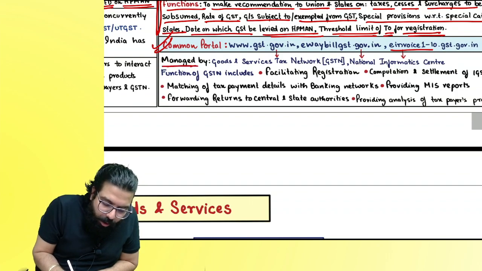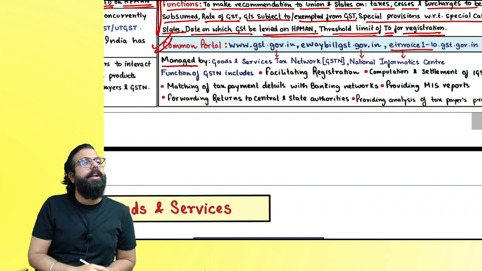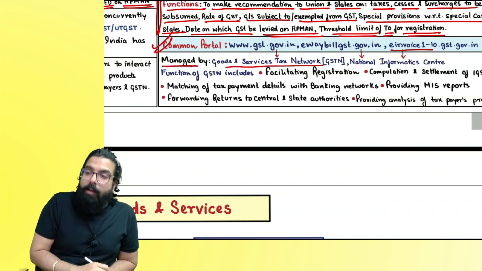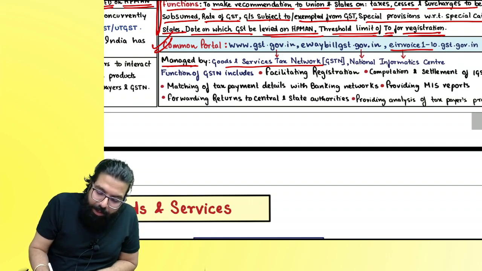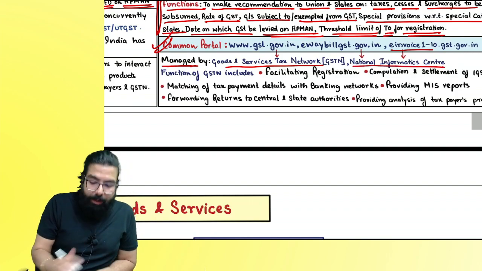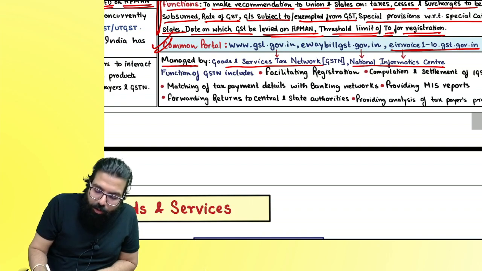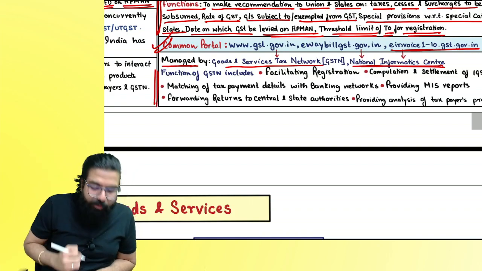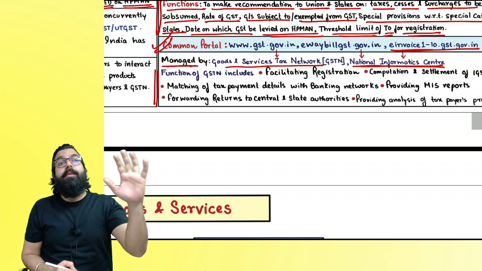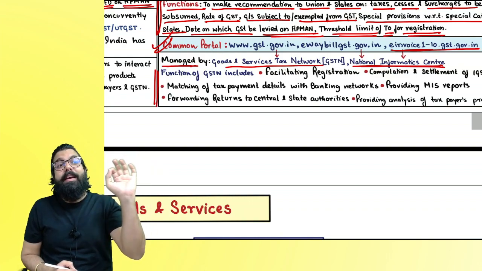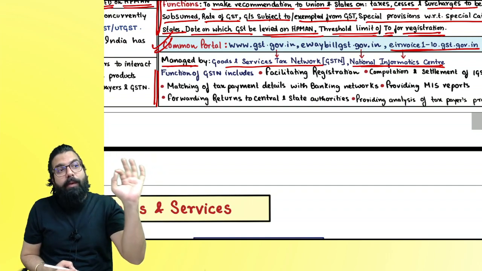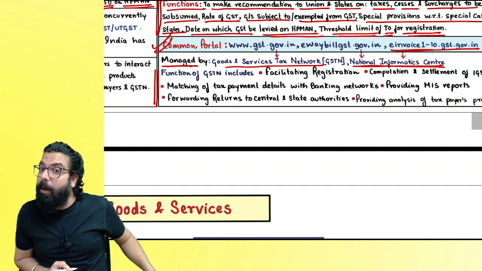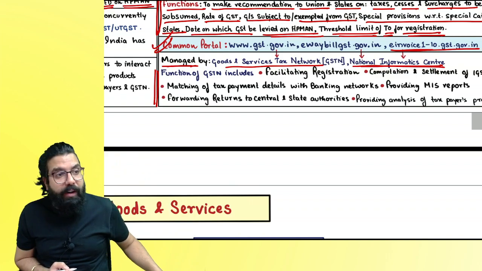Who is managing the common portal? gst.gov.in is managed by GSTN. Sir, e-way bill is managed by NIC, National Informatics Center, and e-invoicing is also managed by whom? National Informatics Center. What are the various functions of the GSTN? Goods and Service Tax Network is a not-for-profit company which is formed under section number 8 of the Companies Act. It is not for profit company.